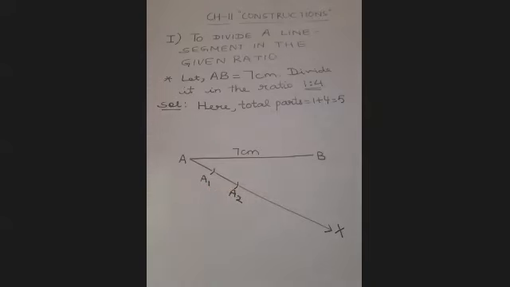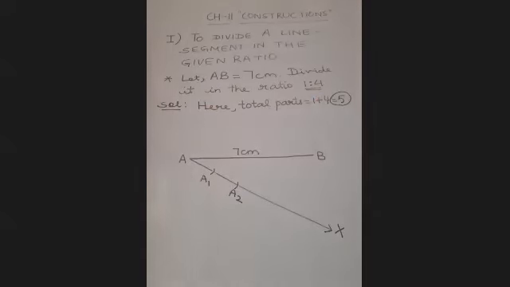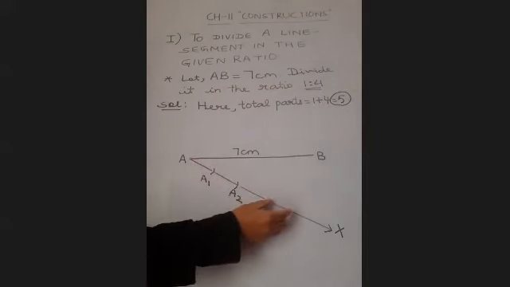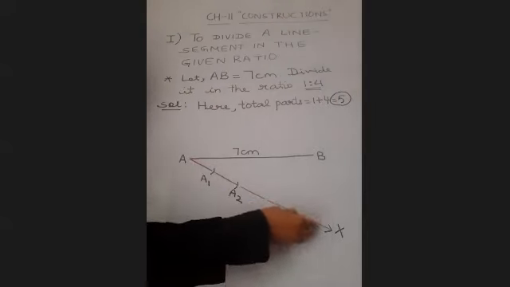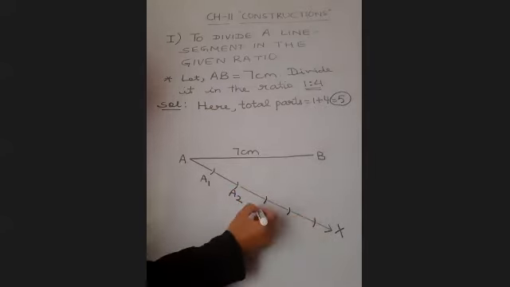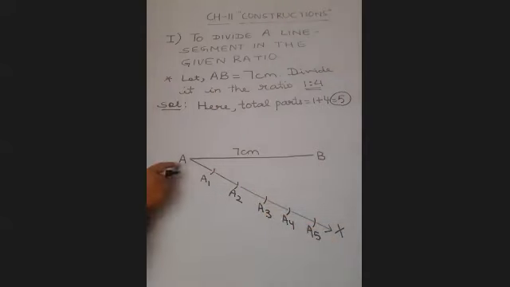How many such arcs are we going to draw? 5. Because there are 5 parts in all. Without changing the radius, beta. Radius should not change, otherwise your construction will go wrong. Not changing the radius means we are making equal parts. So A3, A4, A5. If it happens to be P, we will write P1, P2, P3. If it happens to be C, C1, C2, whatever it is. And parts equal to the sum of the ratio. So 5 parts are done.